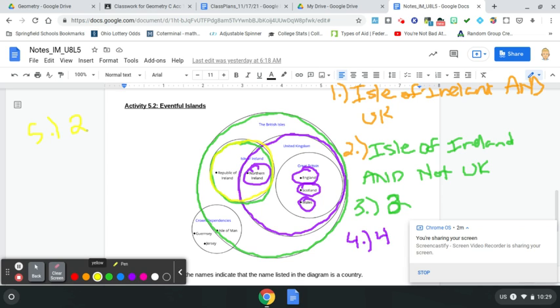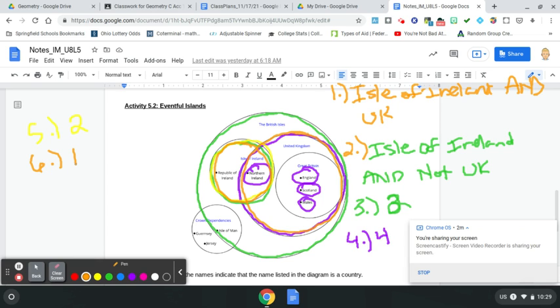Question six, how many places displayed are part of the United Kingdom and the Isle of Ireland? Well, that was the one that we actually already talked about before. Isle of Ireland and the United Kingdom. I'm looking for the overlap. Well, that's Northern Ireland. We already discussed that one before.